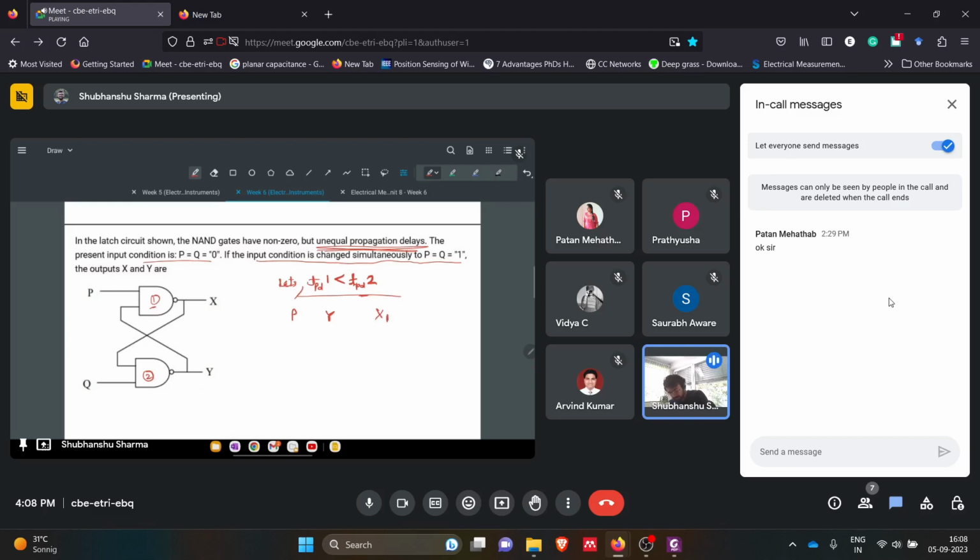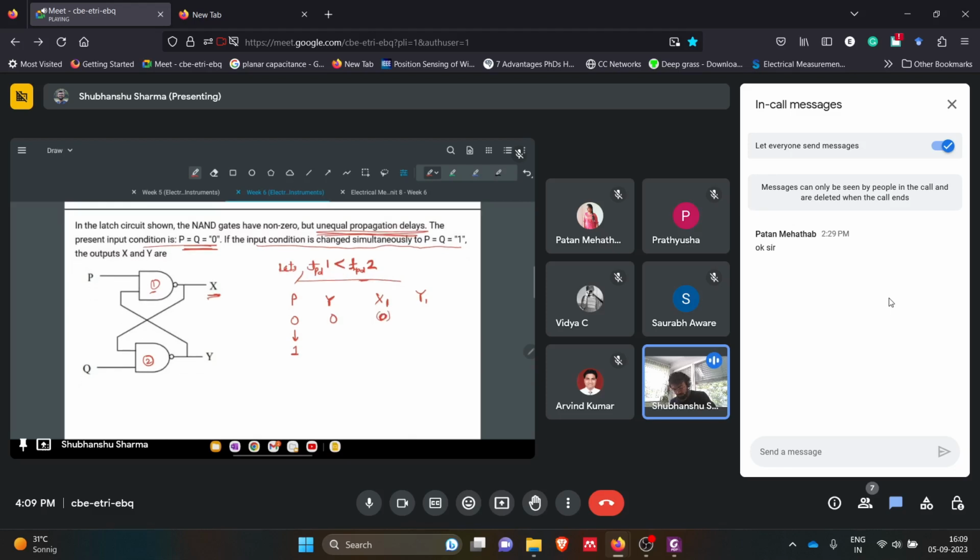Now the question says we have P, Q and X1. X1 is the next stage of X, and we have Y1, the next stage of Y. Initially it was 0 0; they're saying it was 0, then it is changed to 1. They haven't mentioned the X state, so we will just assume it to be 0.